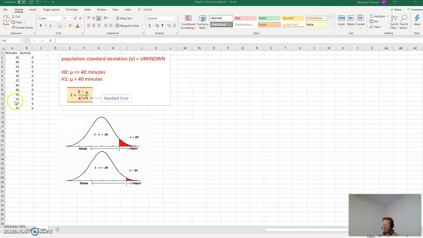And so he wants to use these numbers to determine whether 40 is a viable mean or not, whether that could possibly be the mean number of minutes that people are staying in the short-term parking lot or not. Okay. And he wants to be pretty sure about it, doesn't he? Okay, so we'll get to that in just a minute.